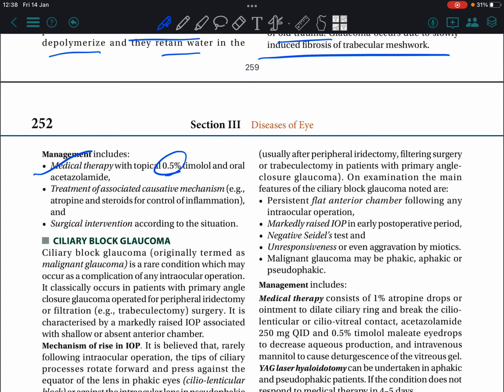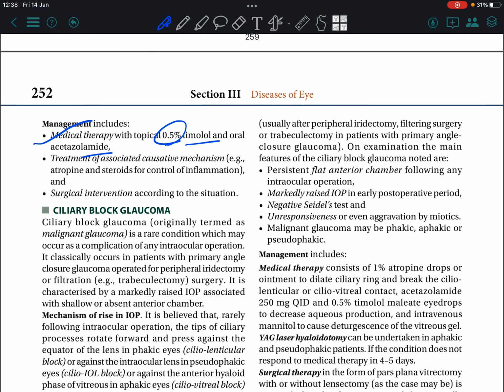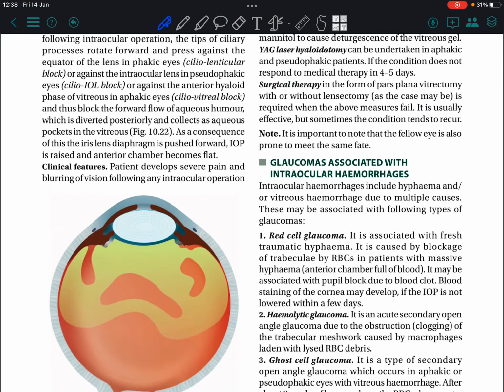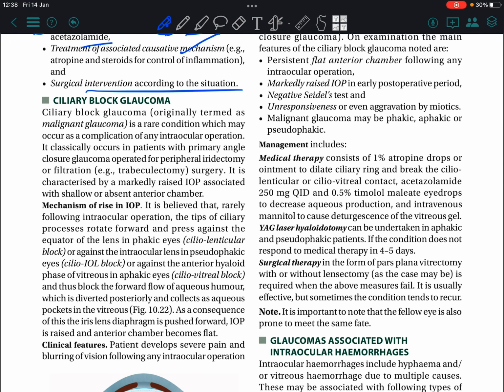Management: medical therapy with topical 0.5% timolol, oral acetazolamide, treatment of the associated causative mechanism. Surgical intervention also can be done. Ciliary block glaucoma: it is a rare condition which may occur as a complication of any intraocular operation. It classically occurs in patients with primary angle closure glaucoma operated for peripheral iridectomy or filtration trabeculectomy surgery.